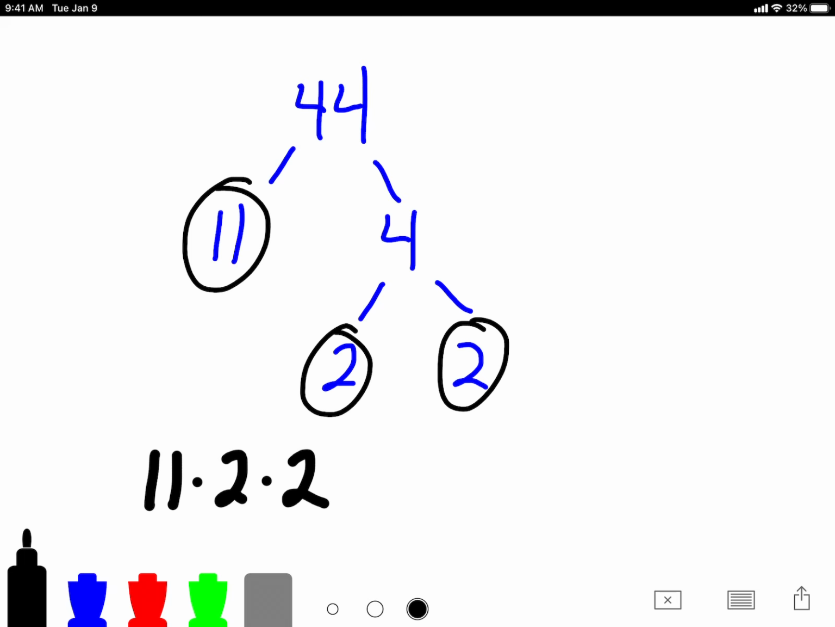So these are my factor trees. These are my factors. These are my prime factors. So 11 times 2 is 22, times 2 is 44.